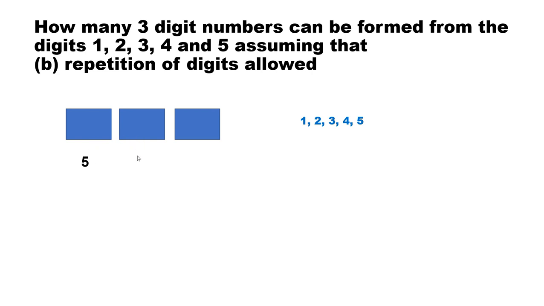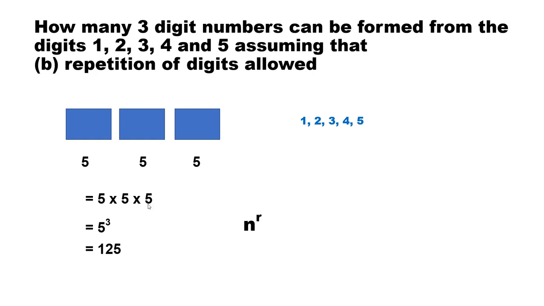The second one can also be filled up in 5 ways because repetition of digits is allowed. Even though I fill this with a number, I can still reuse that here. So the number of ways I can fill this up is again 5, and the number of ways in which I can fill this up is 5 as well. So the number of 3-digit numbers that can be formed is given by 5 times 5 times 5, which is equal to 5 cube, and that's equal to 125.